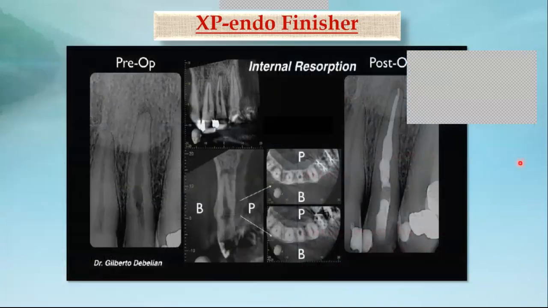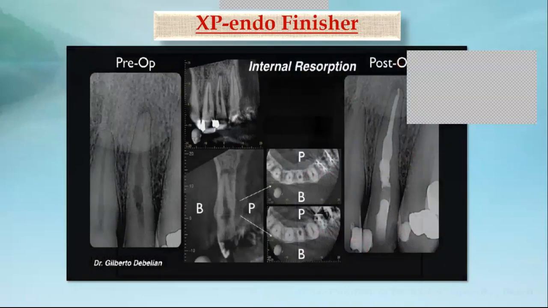The clinical use of the XP-endo Finisher is best visualized in clinical cases that may have irregular root canal anatomy, like immature teeth with blunderbuss apices, teeth with ribbon-shaped cross-section, and teeth with internal resorptive defects, as we can see here in this maxillary lateral incisor. The XP-endo Finisher is very effective in completing the preparation of such cases, as we can see.